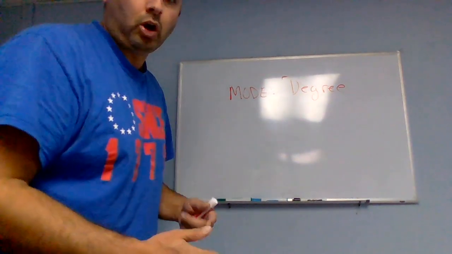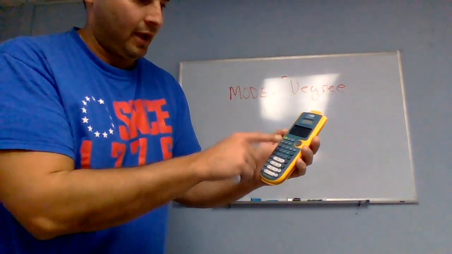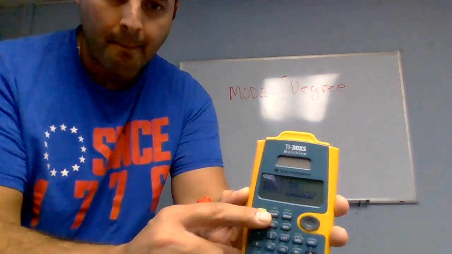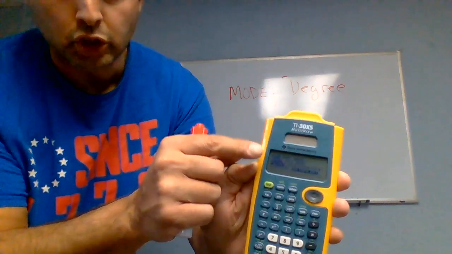Alright guys, next part of Trig. We're going to use our calculators. First thing you do, find the mode. Right? Find your calculator, whatever you have. There will be something that says mode. You want to click mode and make sure you're highlighting degree.